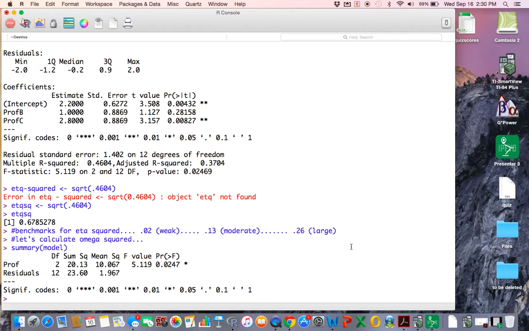So guys, in the numerator, we need our sum of squares between. Remember, sum of squares between was what was in the numerator. So that's going to be our 20.13. And we need our degrees of freedom between, and we need our mean square within. Well, guys, our mean square within would be 1.967.